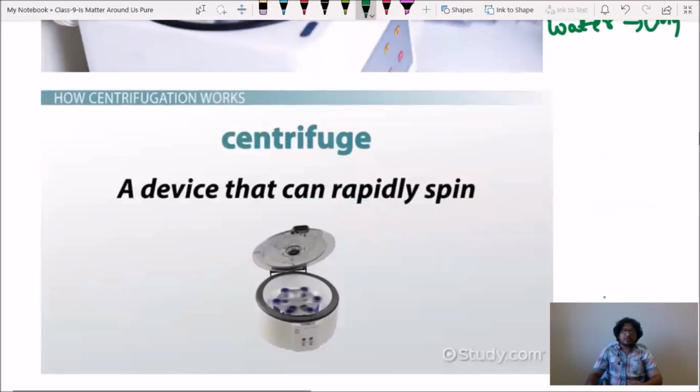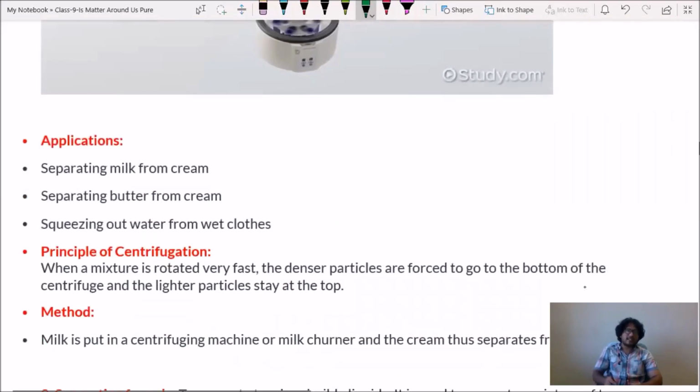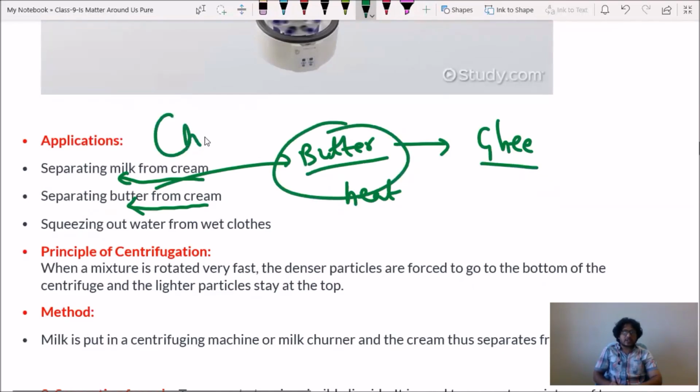So a centrifuge is a device which can rapidly spin. That is the machine. Now the applications where we can use centrifugation. If you want to separate cream from milk, you can use this centrifuge. From buttermilk you can extract butter, and if you heat that butter, it becomes ghee. To extract this butter, we churn it. That churning is also known as centrifugation.